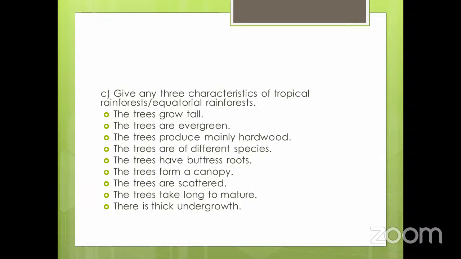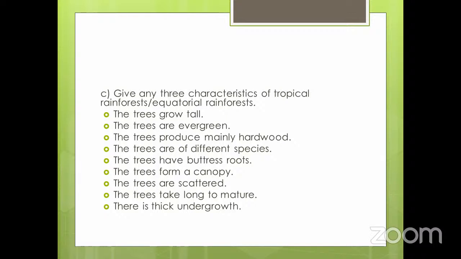Then that is basically in forest. Then the other one, we are saying trees are scattered. They are not like the ones in planted forests, which are basically planted in rows. No, these ones are scattered. You find one here, another one the other side. Then we are saying the trees take long to mature. Reason being maybe they lack nutrients, maybe they compete for nutrients. That's why they take long to mature.